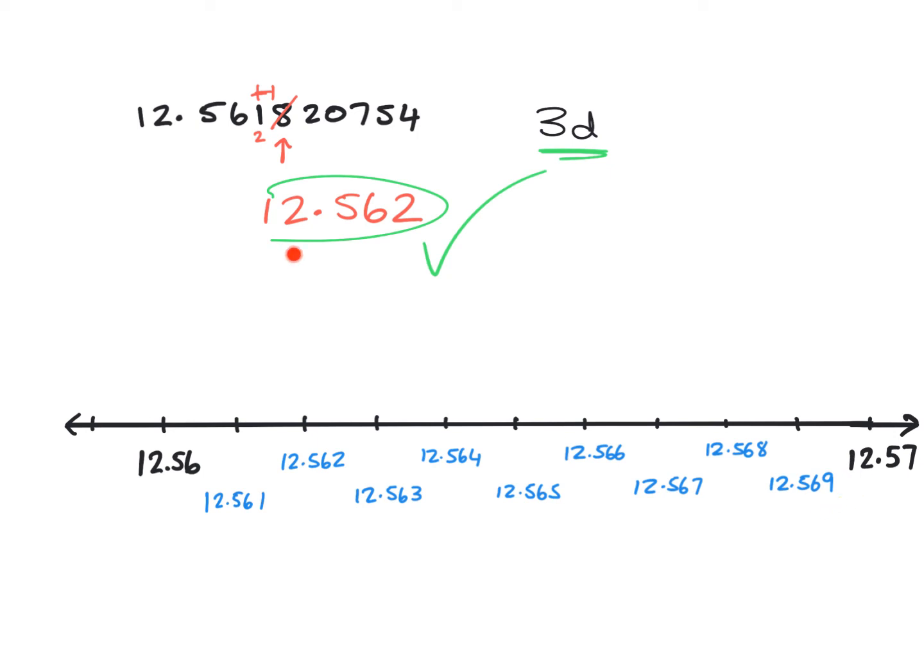So my number 12.562 has to be somewhere in here, and clearly 12.562 is sitting over there. So if I graph it, I need to actually put my plot point over there, and that would be 100% correct. If you did all that and you got it all right, well, you won't have any problems with rounding decimals.